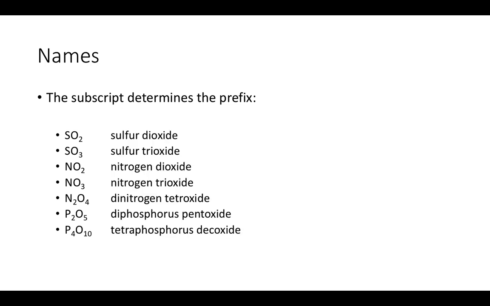Okay, if you paused and you've restarted now, here are the names that I got. SO2, sulfur dioxide. SO3, sulfur trioxide. NO2, nitrogen dioxide. NO3, nitrogen trioxide. N2O4, dinitrogen tetroxide. P2O5, diphosphorus pentoxide, and P4O10, tetraphosphorus decoxide. Notice I don't say pentaoxide or tetraoxide. We just leave off those A's at the end.